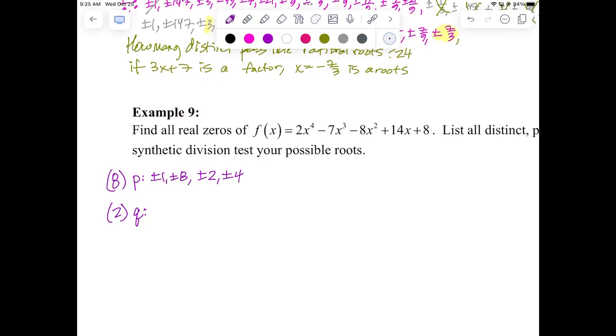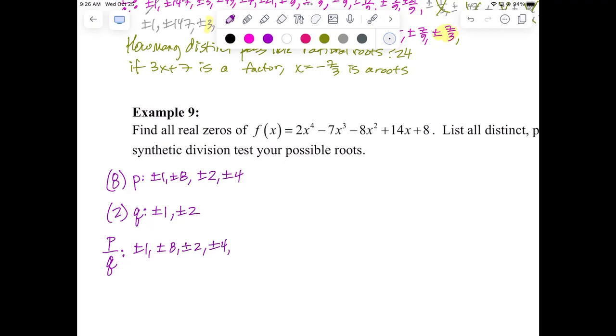Yes? All right, for Q, the number is 2. It should be plus or minus 1 and plus or minus 2. So now I can list the ratios P over Q. There's not that many of them this time. It's plus or minus 1 over 1, plus or minus 8 over 1, plus or minus 2 over 1, plus or minus 4 over 1. And then I got all of them over 2.